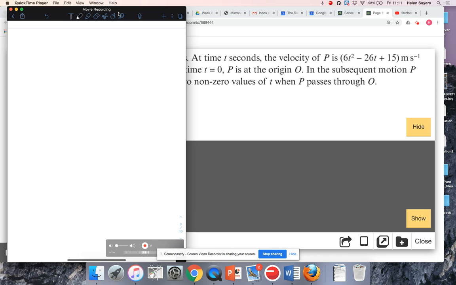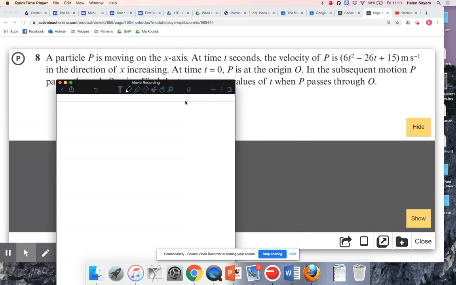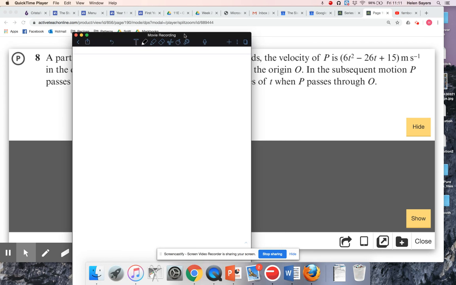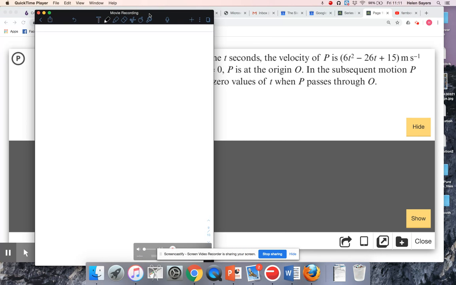Well, so we're given its velocity and they're asking us about its position. So that's going to be obviously to do with its displacement. So first thing I want to do is integrate. So if I'm given velocity and I want displacement or distance or position, that's going to be the integral of velocity. So let's do that.